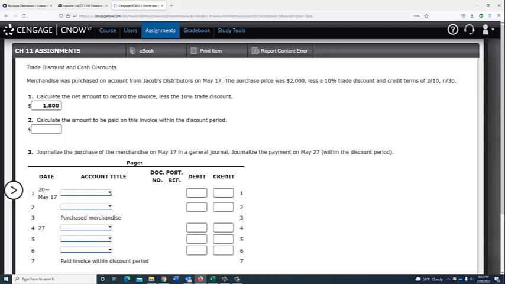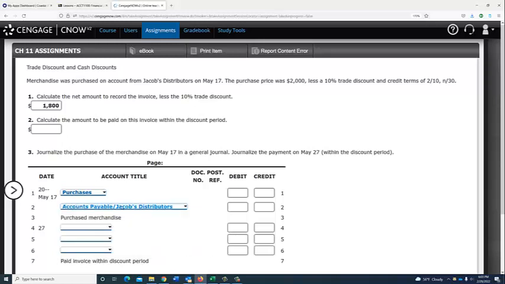So let's go ahead and record that. Let's journalize this purchase down here. Since it's a purchase of merchandise for resale, I'm going to debit purchases. And then I'm going to credit accounts payable, Jacob's Distributors. And I am going to enter that purchase for the net amount of $1,800.